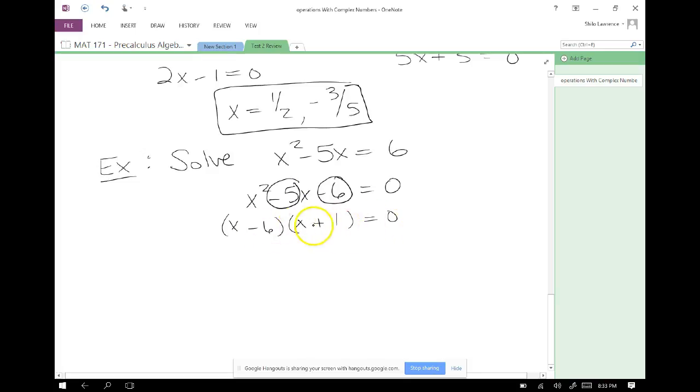So if those two things multiply to make 0, that means one of them has to equal 0. Either x minus 6 equals 0 or x plus 1 equals 0. And then we can solve them individually. So x either equals 6 or -1.